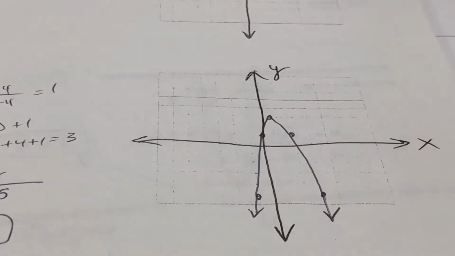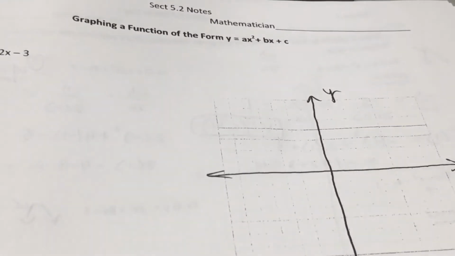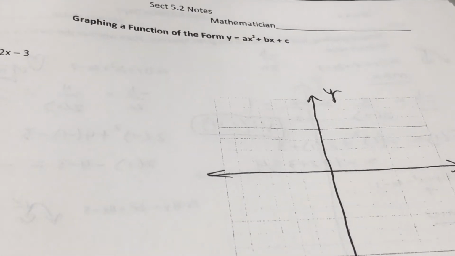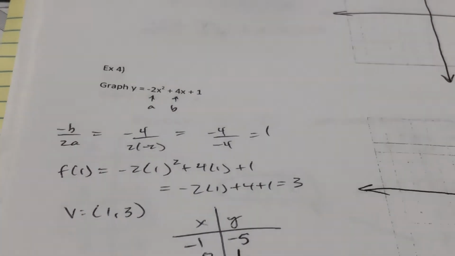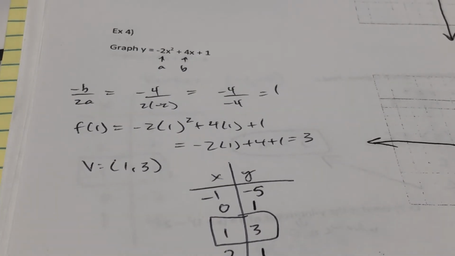Okay, then we're graphing parabolas in the form ax squared plus bx plus c. This time there is a middle term, and I find the middle term by finding the vertex. The vertex is not 0 something. The vertex is found by negative b over 2a. That's the x-coordinate of the vertex. And then whatever the x-coordinate of the vertex is, I plug that in for y.